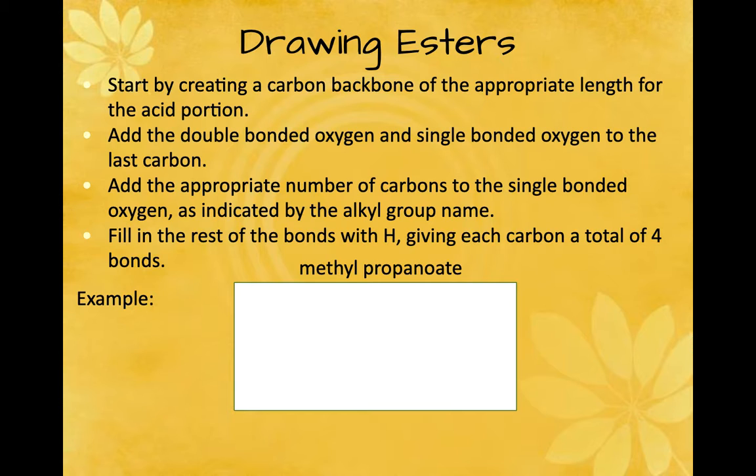So we'll look at the example of methyl propanoate. The acid portion, the propanoate part, so prop tells us that this has 3 carbons. So we would create that carbon backbone. Then we're going to add the double bonded oxygen and the single bonded oxygen. And then the alkyl group is methyl. So that tells us that's 1 carbon attached to that oxygen. And then we're going to add in all the hydrogens.